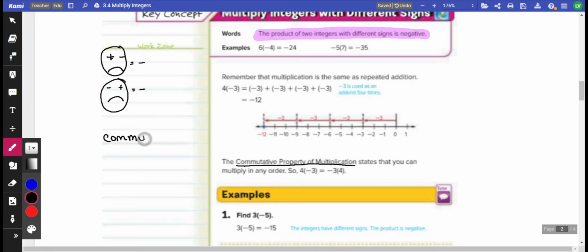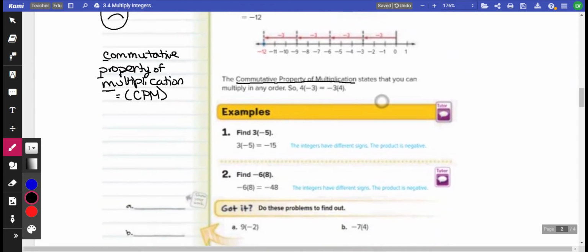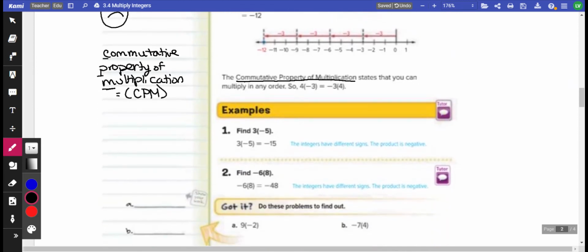So commutative property of multiplication. That is a lot to write. So I abbreviate that with CPM for commutative property of multiplication. So anytime I say commutative property of multiplication, I'm going to write CPM. I'm not going to say CPM from now on. I'll always say commutative property of multiplication.